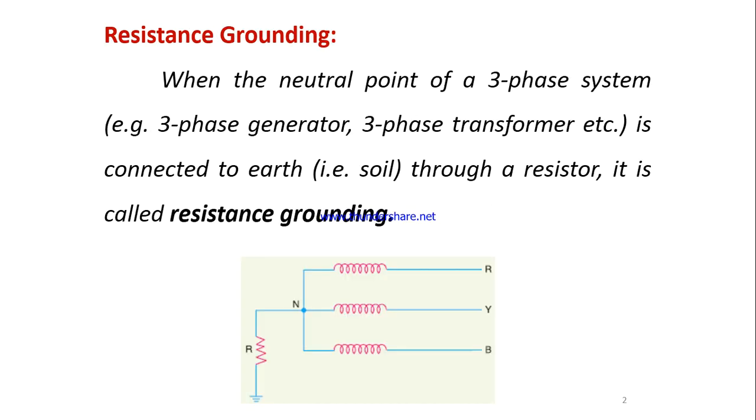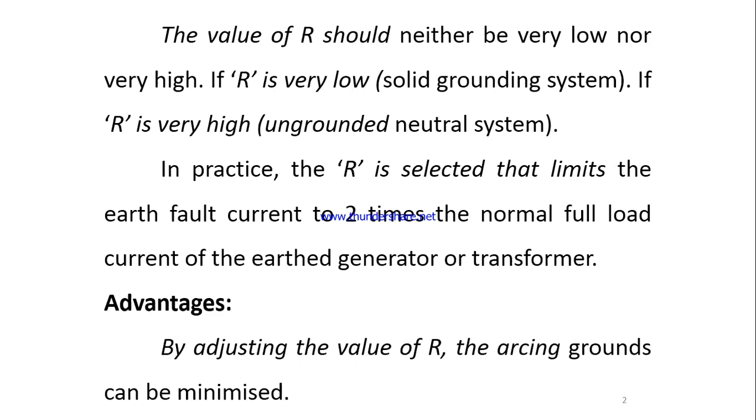Next is resistance grounding. It is nothing but a resistance connected in the line connecting the neutral to the earth. This is what is called resistance grounding, as the name depicts. If R is very low, then the system is called a solid grounding system. If R is very high, then it becomes an ungrounded neutral system. So the R value has to be selected within a limit, that is, the earth fault current limited to 2 times the normal full load current. So this is the value for R.